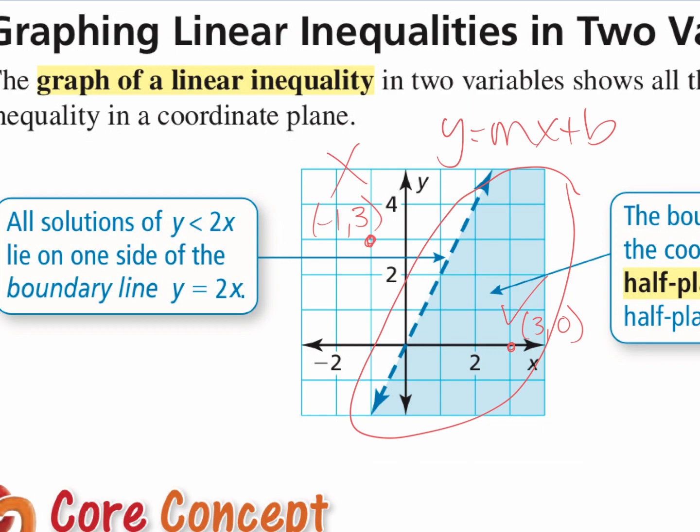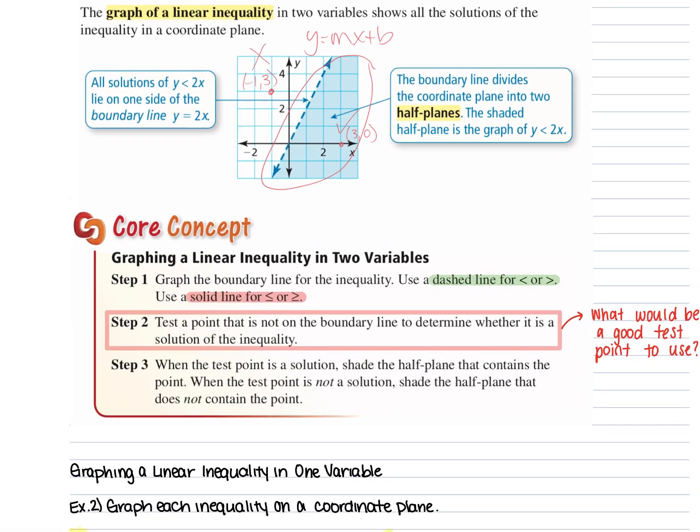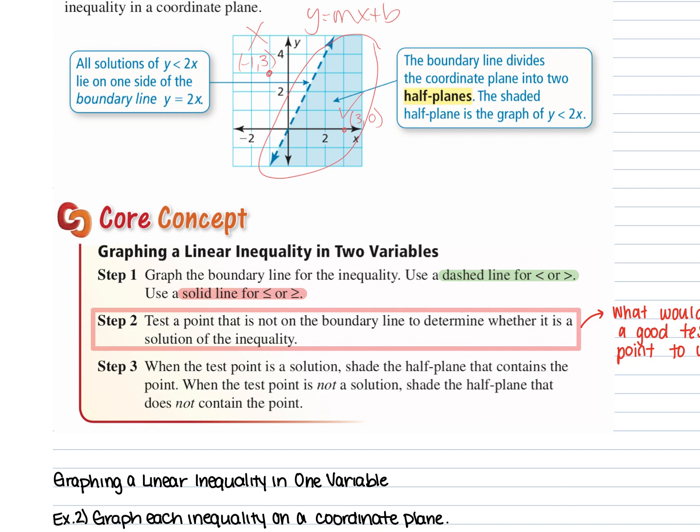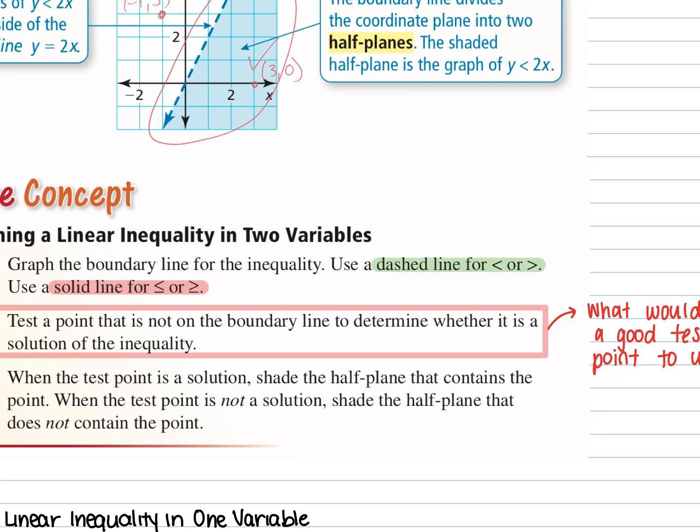And there's 3 steps that we have to do to create our own graph, okay? Step number 1 is you graph the boundary line for the inequality. In other words, we're graphing that line. And you use a dashed line for a less than or a greater than symbol. And use a solid line when it's less than or equal to or greater than or equal to. Do you guys remember the closed dots versus the open dots? It's the same thing. So when it's less than or greater than, dotted line or an open dot. And then when it's greater than or equal to or less than or equal to, it's going to be a solid line, okay?